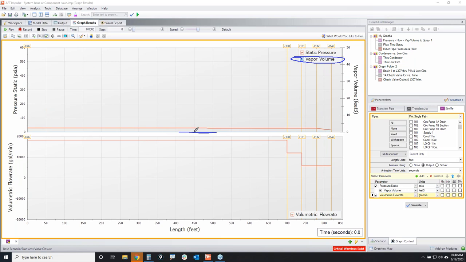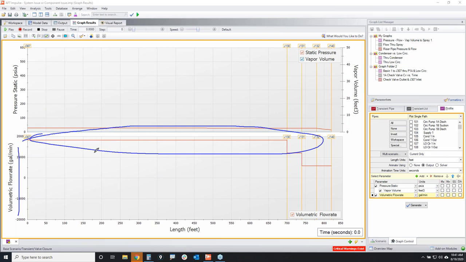If you see this red line drop to vapor pressure, which is basically really close to zero, you should start to see the vapor volume form at that same location, and you should see it grow. And so that's one of the key ways of evaluating your water hammer results. In terms of flow, what we want to see is, when does this flow get to be below zero? And that would indicate where your pipes are starting to become completely empty.